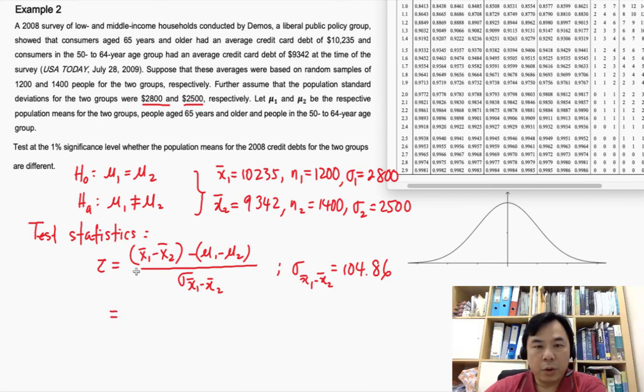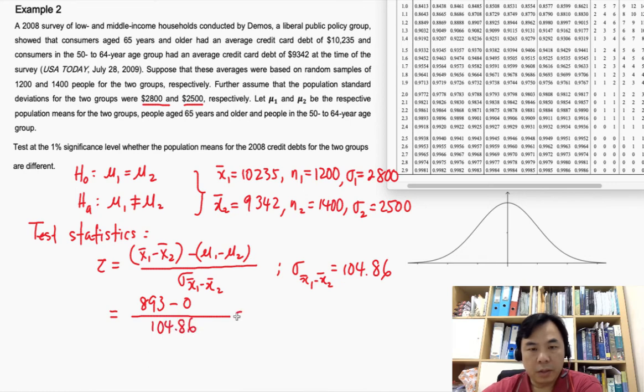So from here we're going to calculate our test statistic. This is our point estimate. Our point estimate is 893. Subtract off the difference between these, which is actually 0, and then divide by 104.86 here. If you use your calculator, you should get 8.52. I have already pre-calculated this, right?